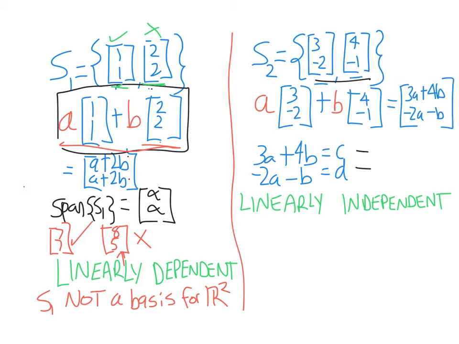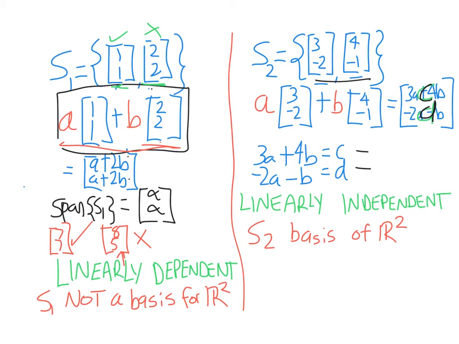So because this set is linearly independent, I can write any vector in R2 as a linear combination of these two vectors, because if I just replace this with C and this with D, C and D will always have a solution because neither vector is a scalar multiple of the other. So in this case, we say S2 is a basis for R2. So that means that any vector in R2 can be written as the linear combination of the vectors in S2.